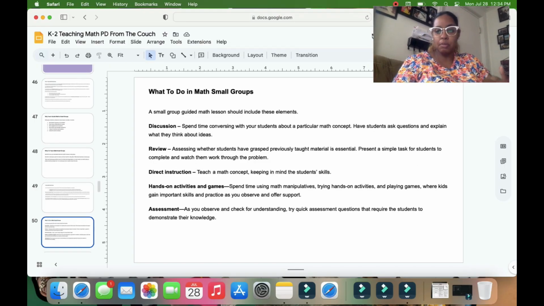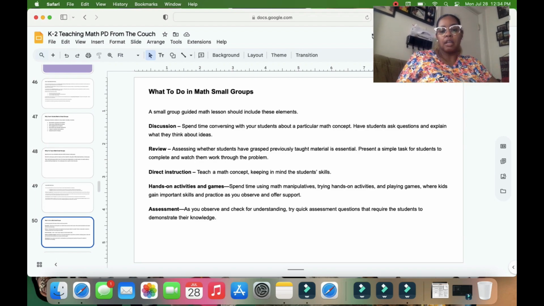What do you do in small groups? Some things that you do in small groups are, you're just going to guide them along that math lesson with the elements of discussion, review, direct instruction, hands-on activities and games, and then assessments. So you're spending time conversing about a math concept, assessing whether the student has grasped the concept or not, teaching a math concept, keeping in mind their skills, and then of course using hands-on activities and playing games where students can gain more important skills, and then of course checking for understanding.